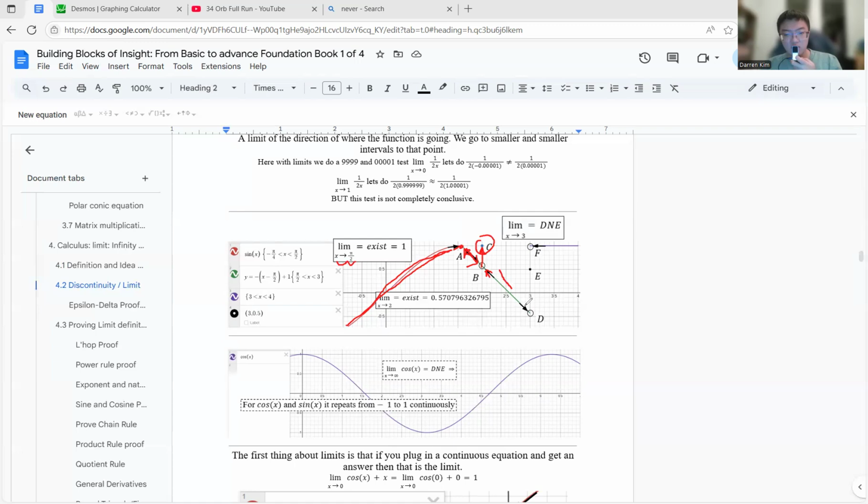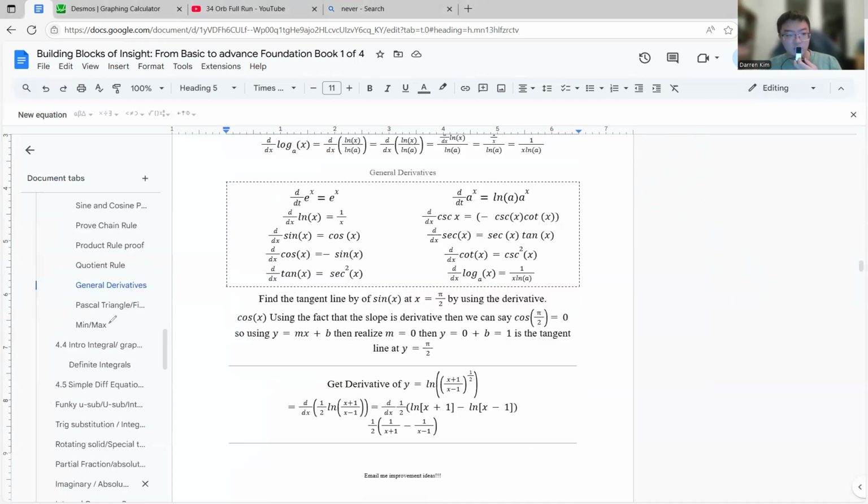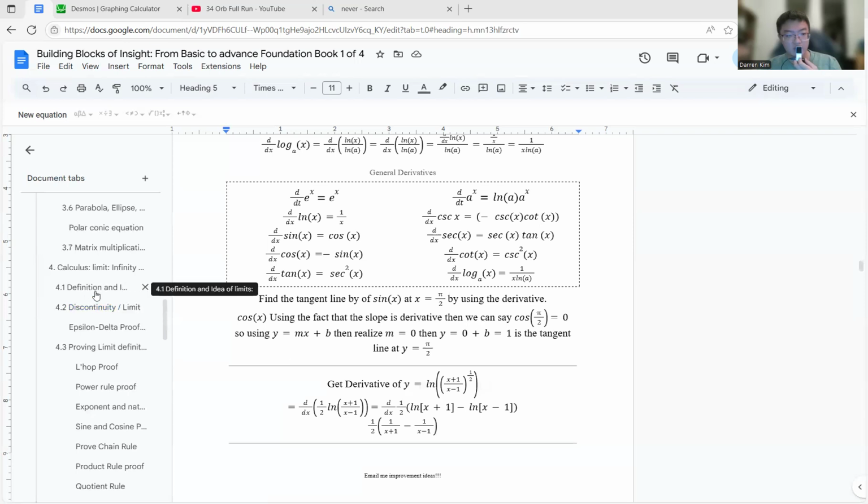Over here, clearly this is a DNE because it's approaching two different places. So in 3D, you can imagine the limit does not exist unless every single line goes into one point. 3D is more painful, but not right now. We're going to do 1D first.